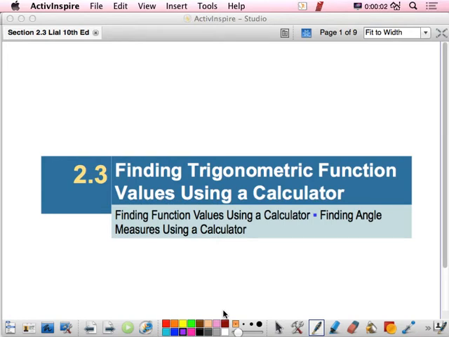So section 2.3 deals with finding trig function values using a calculator. With the exception of some identities we're going to learn later on, basically if you're given an angle and you're asked to find the trig function values for it, unless that angle's on the unit circle, you're going to need a calculator. Now back in the day, they didn't even let you use a calculator.